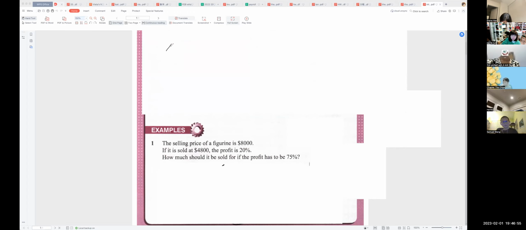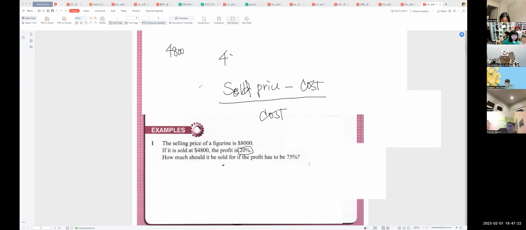Okay, 那我们知道卖掉是4800块钱，对不对？The profit is 20%. So I want to tell you how to calculate the percentage of profit. The profit is calculated as the sold price minus cost divided by cost. Okay, everybody, please write it down. The profit percentage equals the sold price minus cost divided by cost.